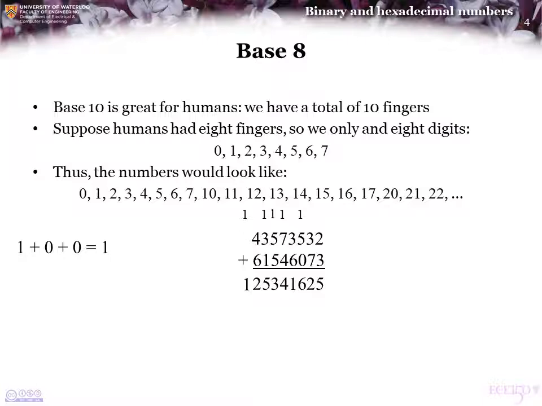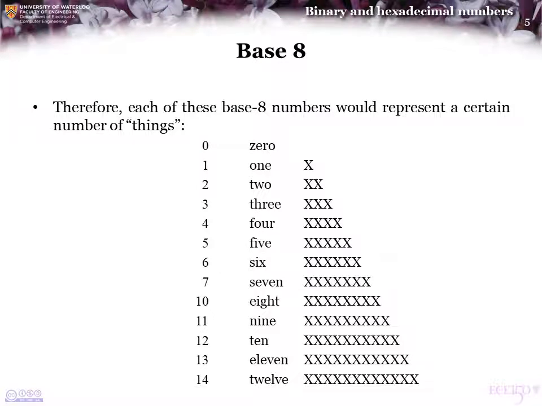You will not have to do this in this course. What I was doing here was simply showing you how counting would have appeared had we chosen a different number of digits, say 8. So in this case, 10 in base 8 would actually represent 8 things. 11 in base 8 would represent 9 things, and 14 in base 8 would represent what we would consider to be a dozen.